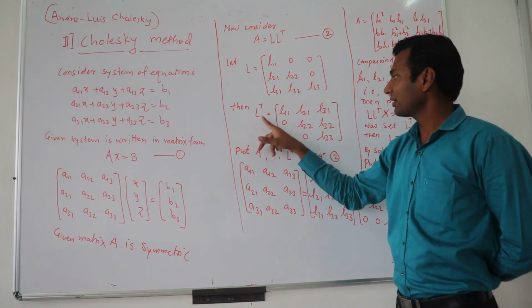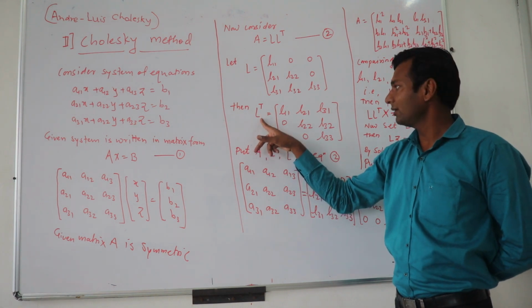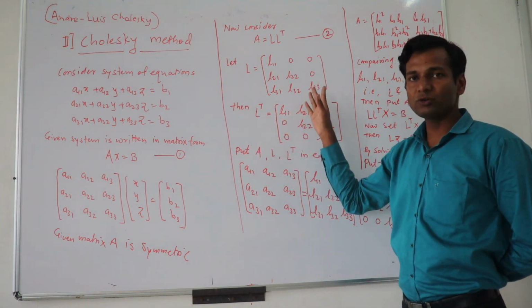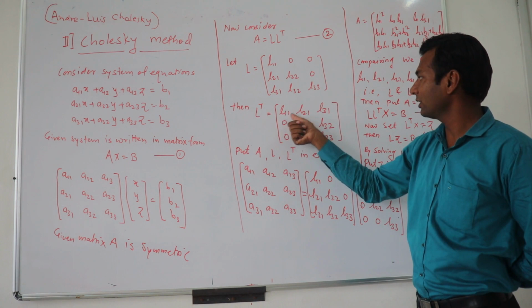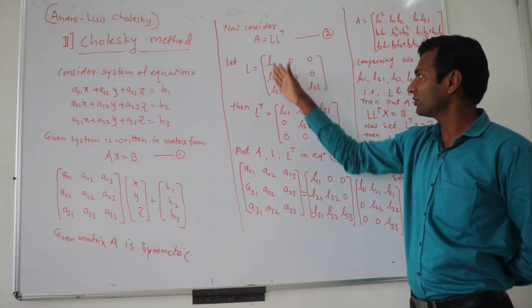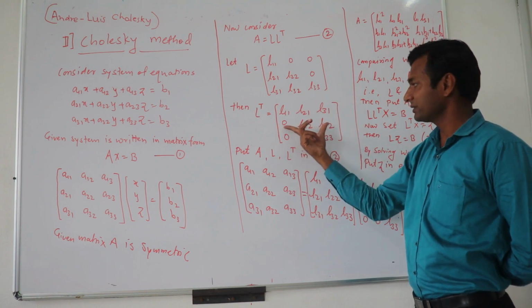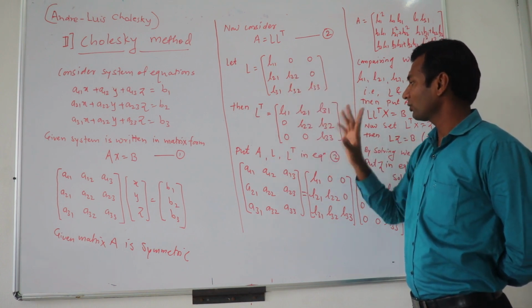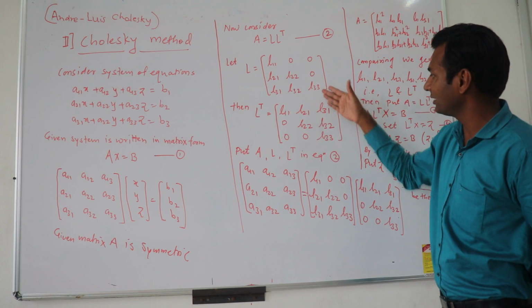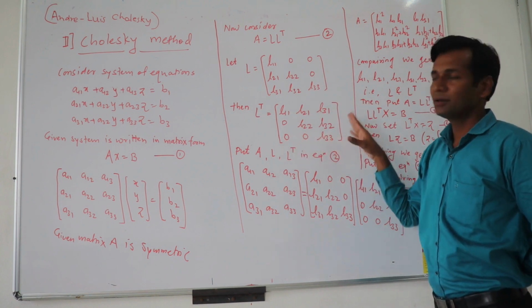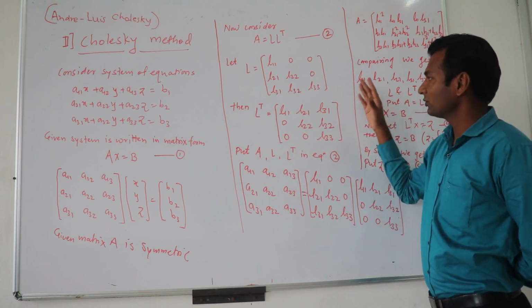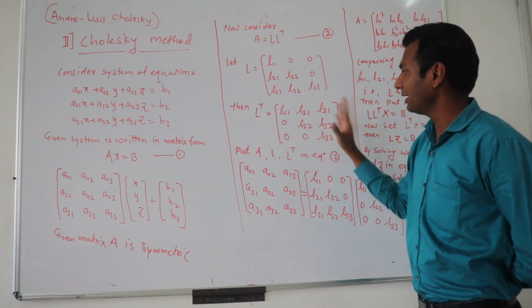Then its transpose, L transpose, only changes the rows and columns. Then we get L11, L21, L31 as the first column. Then 0, L22, L32 as the second column, and the third column is 0, 0, L33. So first I wrote the notations of L and L transpose.